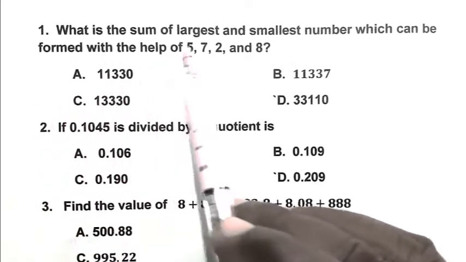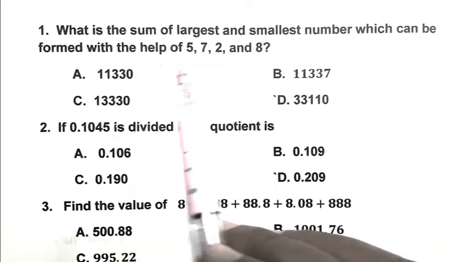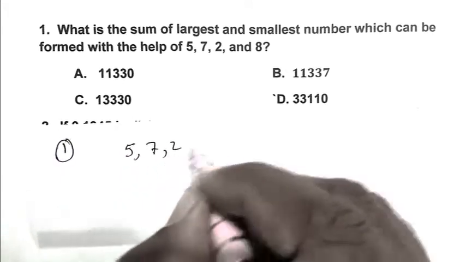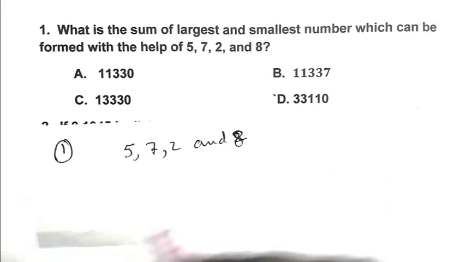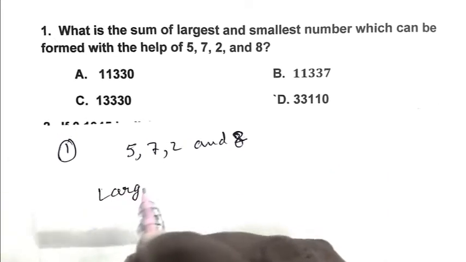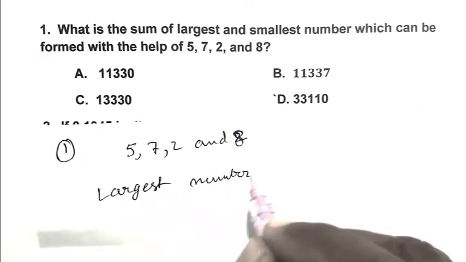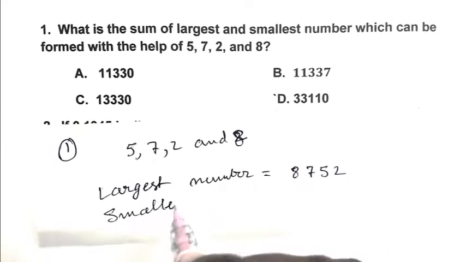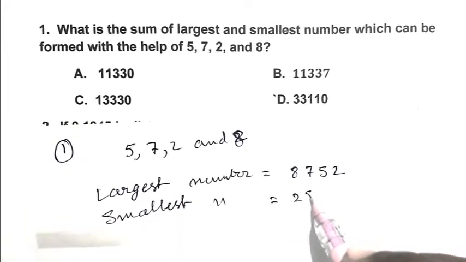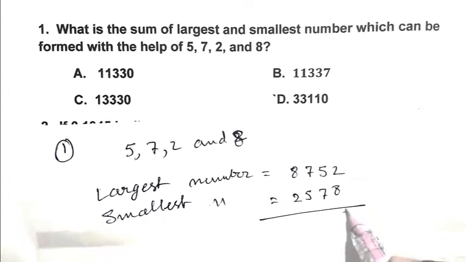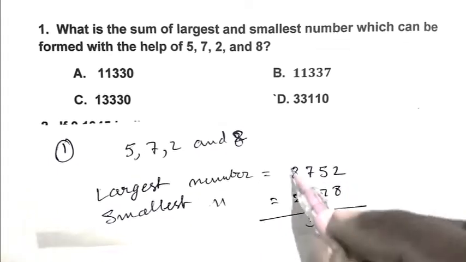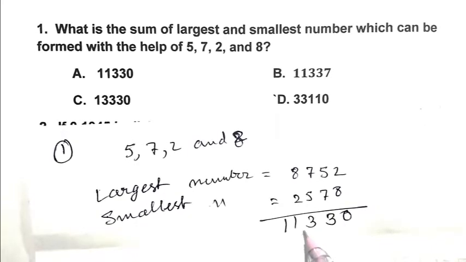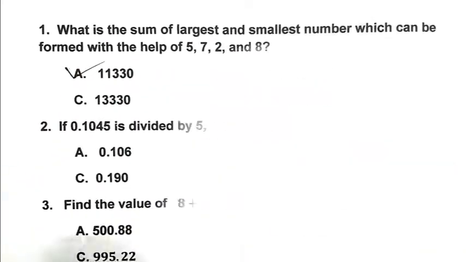Question number 1. What is the sum of largest and smallest number which can be formed with the help of 5, 7, 2 and 8? The numbers are 5, 7, 2 and 8. So friend, largest number, that is 8 first, after that 7, 5, 2, and the smallest number, that is 2, 5, 7, 8. Getting sum 11,330. So A is the right answer.